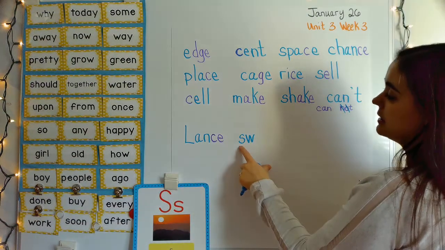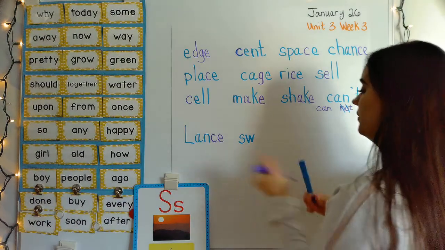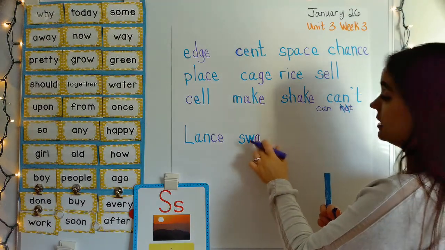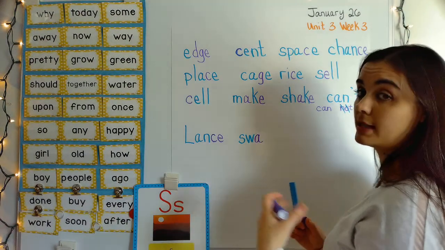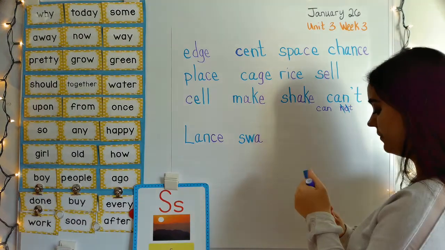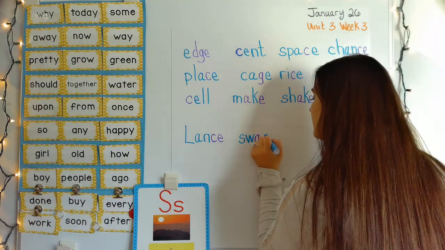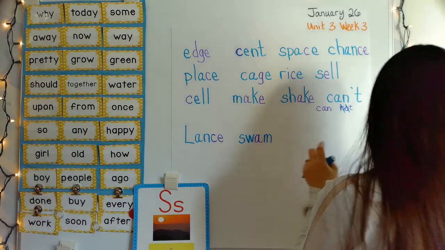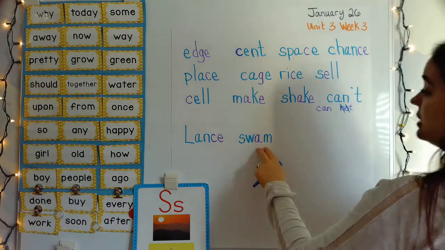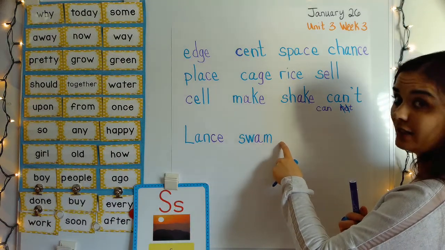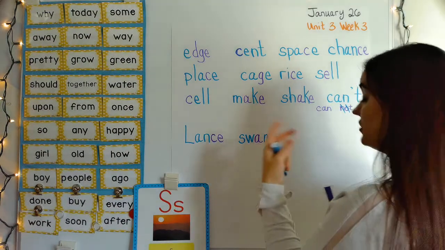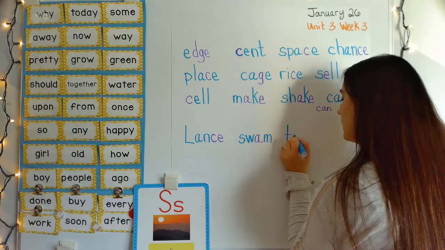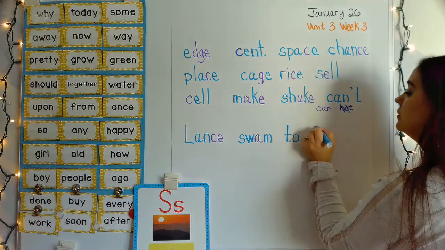S-W, swa, swa, swa. Look, there's no E. It's not A blank E, it's just A, which means it's the short sound. Swa, a. M says "m," swam. Yeah, because in this word swam, it's not A blank E, so it has to be just the short sound. Lance swam. High frequency word: to.